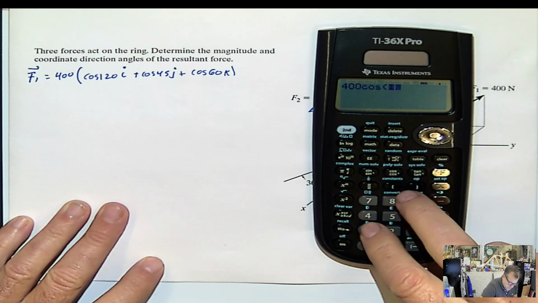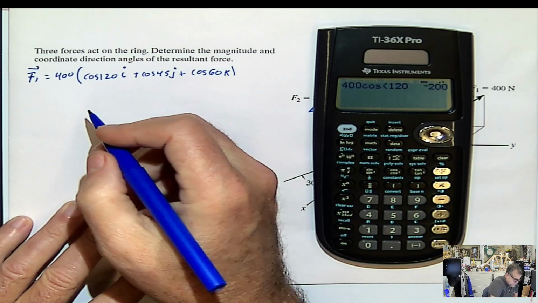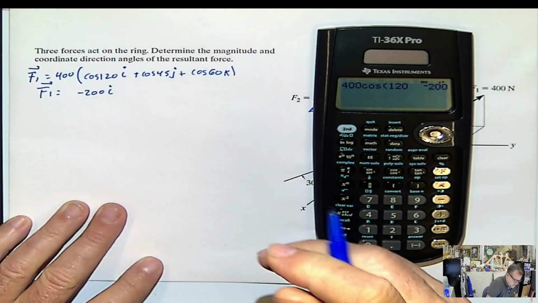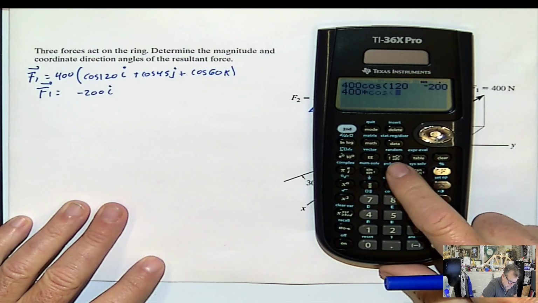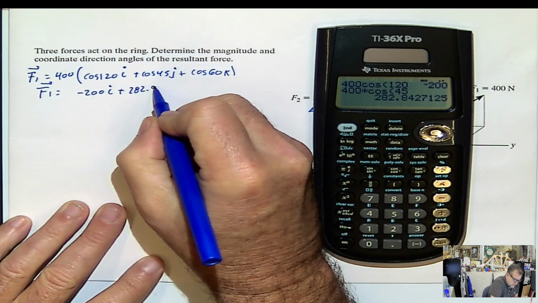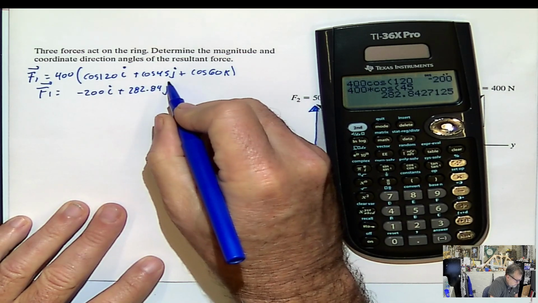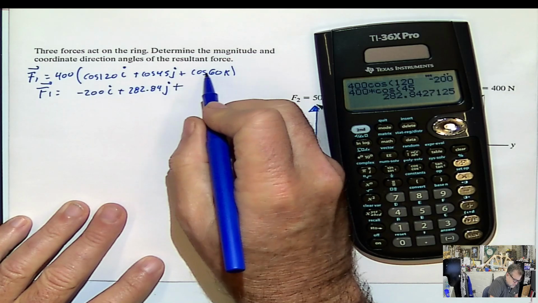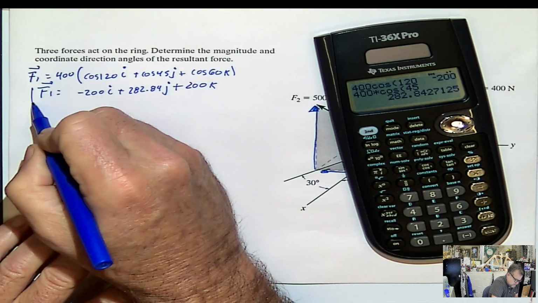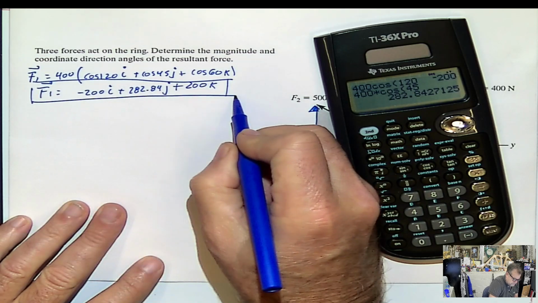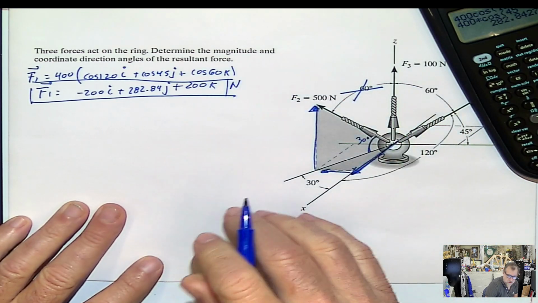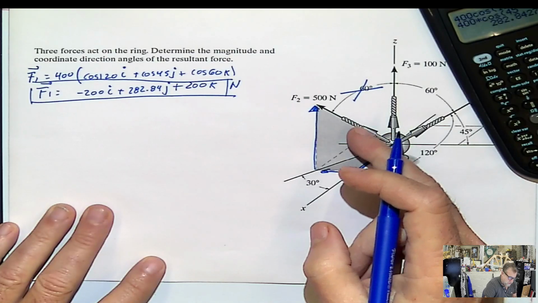And that basically will be 400 cosine 120, so that will be negative 200 i, 400 times cosine 45, that will be 282.84 j, plus cosine 60, cosine is the same but it's positive, 200 k. That will be the force 1 in Cartesian notation, and from time to time, remember to copy the units. Now for the force 2.